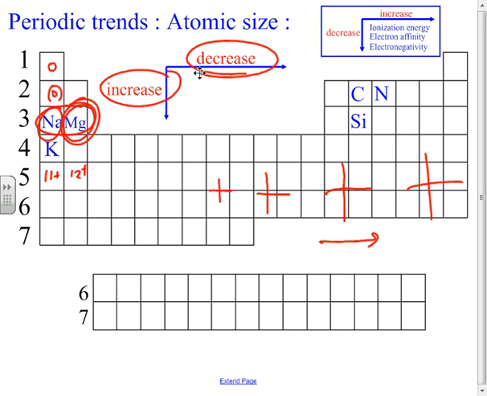The trend on the other side would be exactly the opposite. Nitrogen would be smaller than carbon because of a greater nuclear charge, and silicon would be larger than carbon because of shielding. It has an additional energy level.